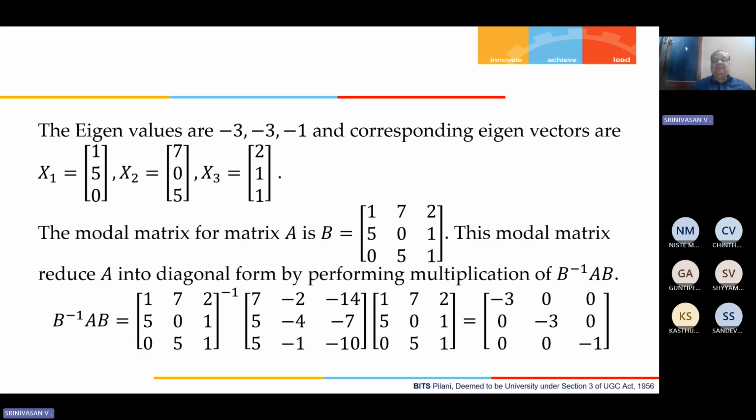Look, so the eigenvalues are -3, -3, -1. Well, there is no hard and fast rule that you should write them in order from the negative to the positive side, that is, the increasing order, -3, -3, -1. You can write any way you like. Okay, so the corresponding eigenvectors are. So how do we get these eigenvectors? I'll just show you.